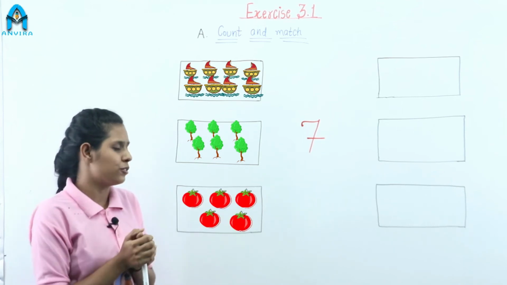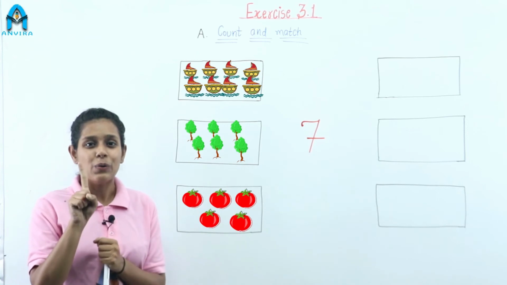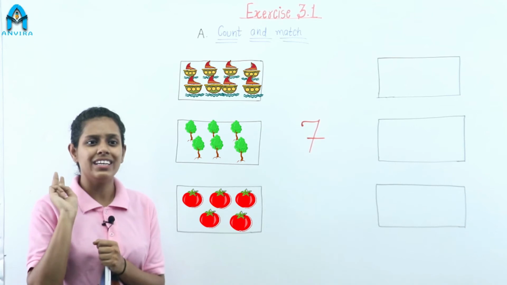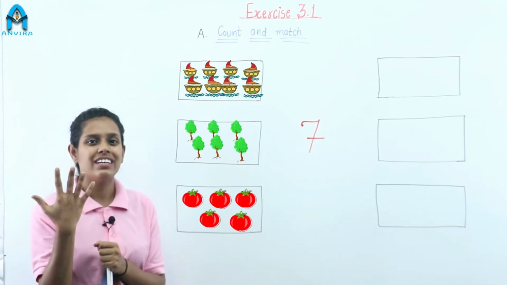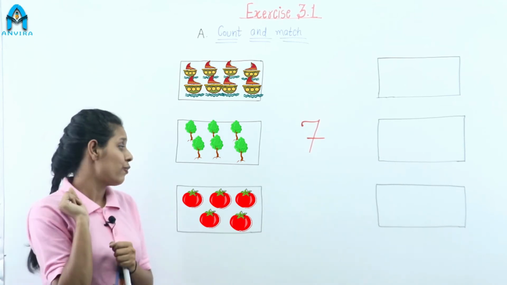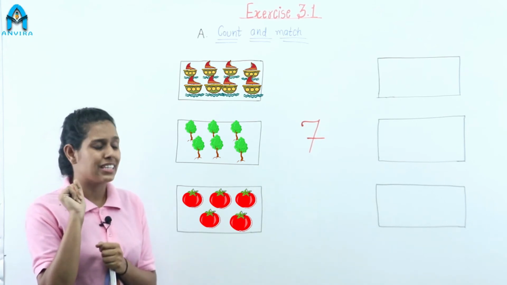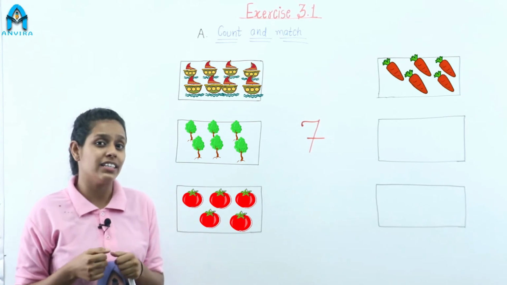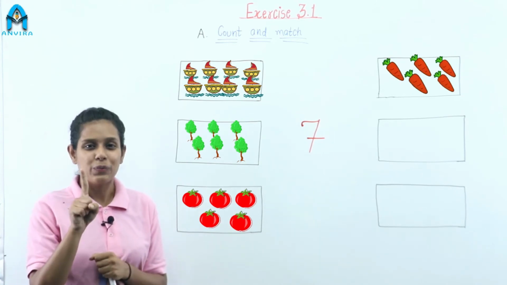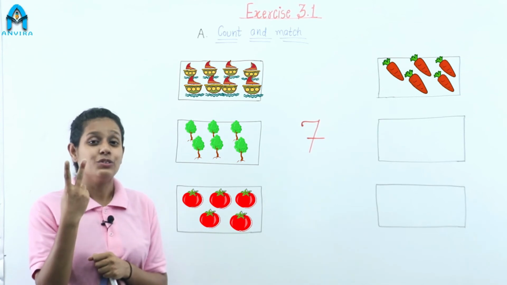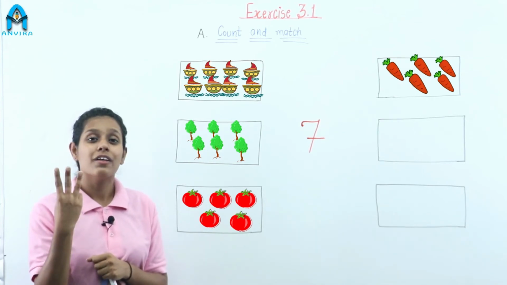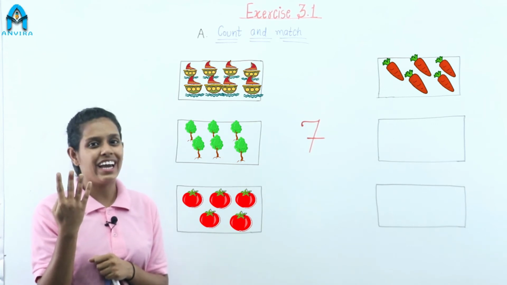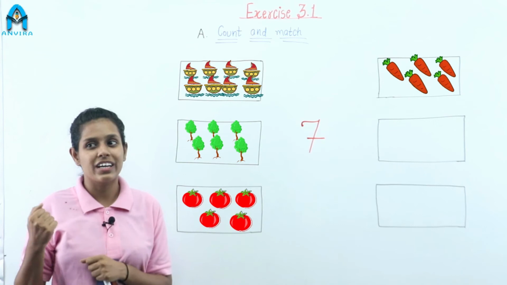Tomato. How many tomatoes? Let's count. 1, 2, 3, 4 and 5. 5 tomatoes. Now, look at the next picture. Carrots. How many carrots? Let's count. 1, 2, 3, 4 carrots.